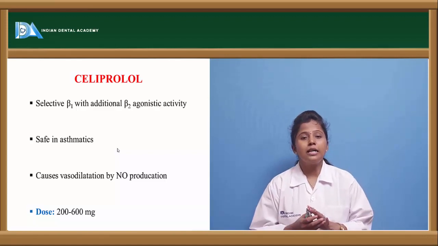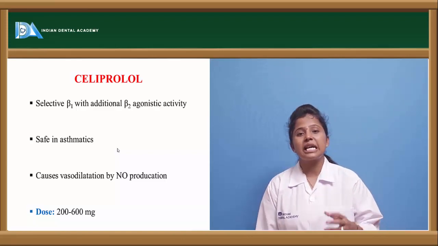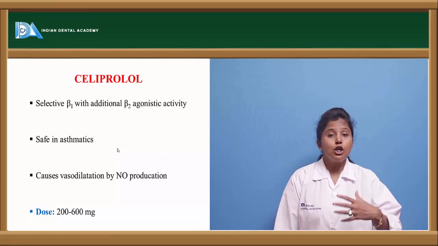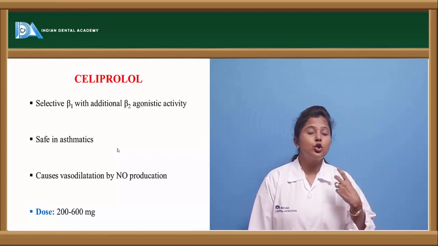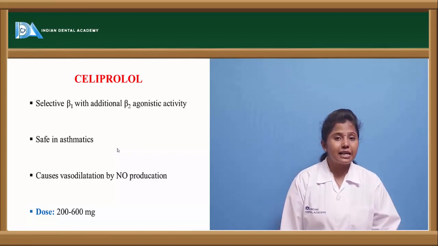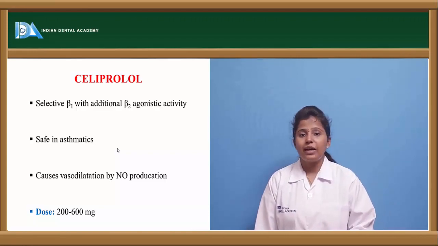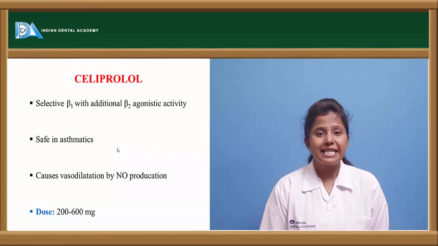vasodilation. Nitric oxide is one of the chemical mediators which causes dilatation of the vascular smooth muscle. Celiprolol aids in donating nitric oxide. When the nitric oxide levels are increased, it causes vasodilatation, and the dose of celiprolol is about 200 to 600 mg.